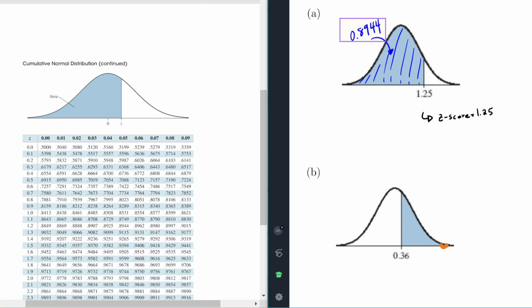In fact, if I look up a z-score for 0.36, which we can do here, here I've highlighted the 0.3 row. Now let's align that with the 0.6 column.